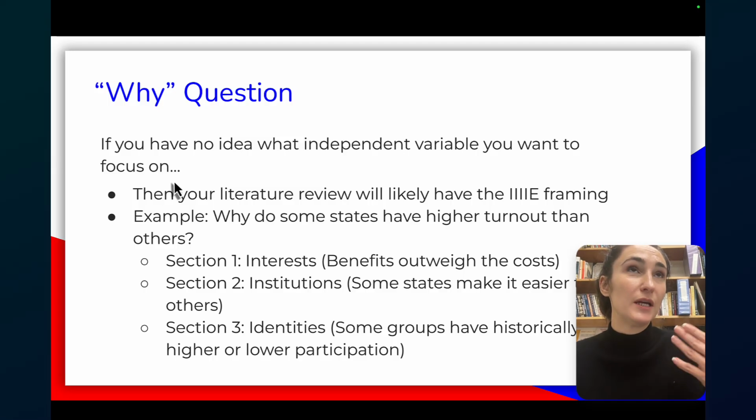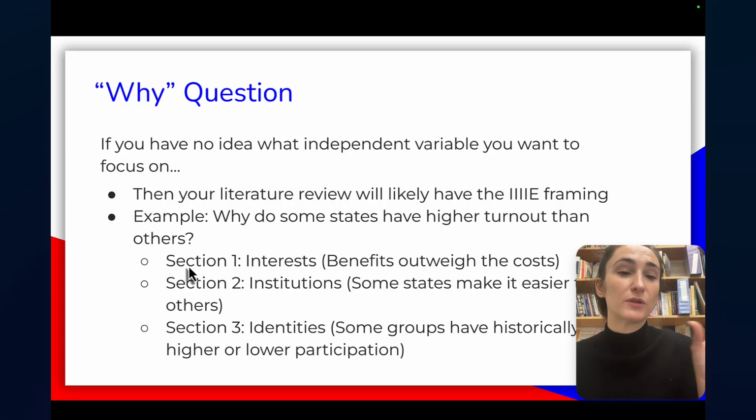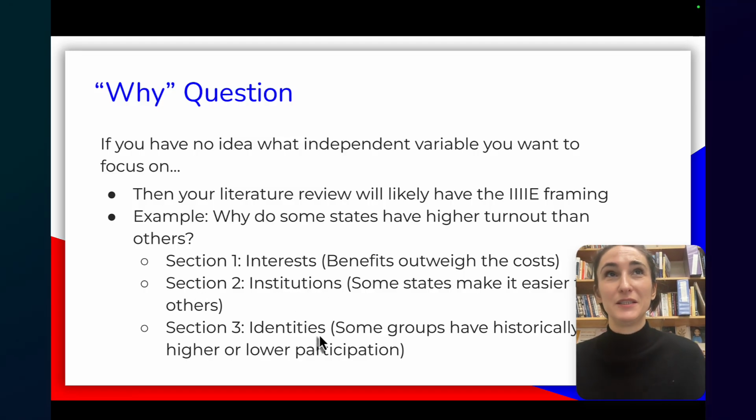So for example, why do some states have higher turnout than others, right? That's a why question. And your first paragraph or section is going to be interests. Benefits outweigh the costs. Remember, the triple IE framing is from Baglioni. Section 2, institutions. Some states make it easier than others. And then section 3, identities. Some groups have historically higher or lower participation. Okay. But in any case, the first camp is interests, the second camp is institutions, and the third camp is identities, right? And you're going to find 2 to 3 sources for each and discuss them accordingly.